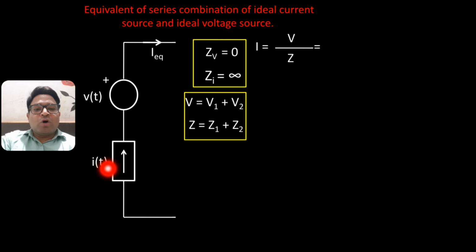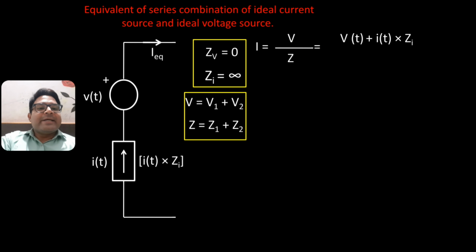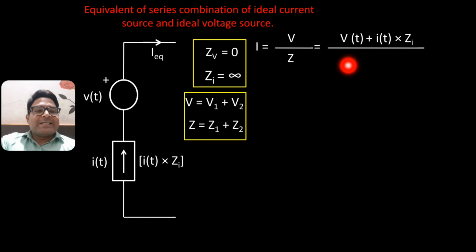According to Ohm's law, it will be I of t into Zi, because V is equal to IZ. So I of t is the value of this current source and Zi is the internal impedance of this current source. Therefore V will be equal to V of t plus I of t into Zi. This is the total voltage, and similarly the total impedance Z will be equal to ZV plus Zi.